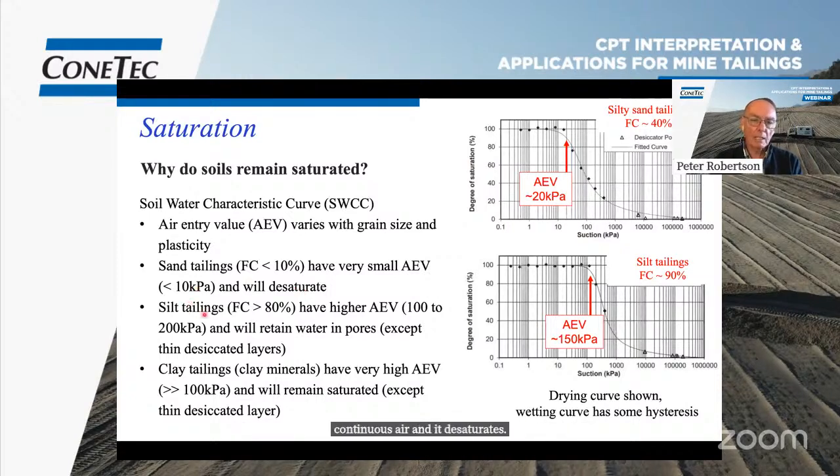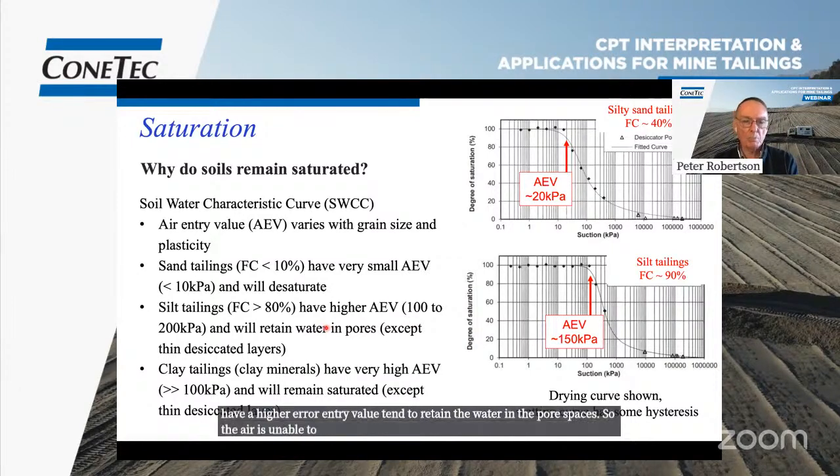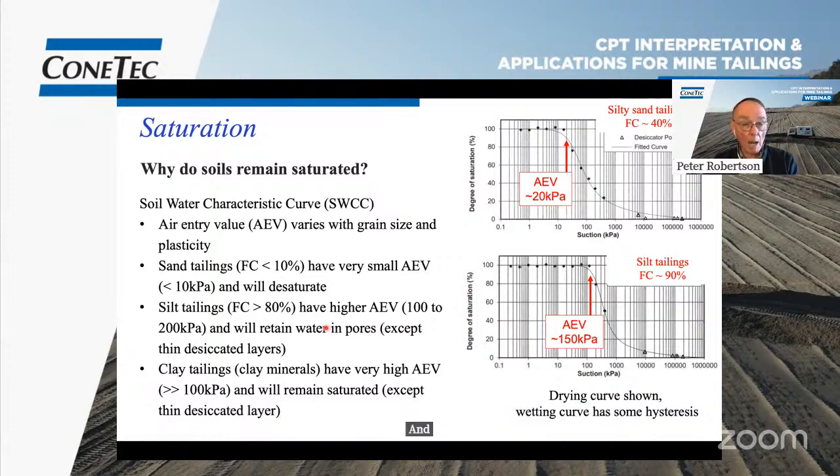But silt tailings that have a higher air entry value tend to retain the water in the pore spaces. So the air is unable to break into the void spaces. And so you can have small air bubbles in there, but it still has high degrees of saturation, up around 90% saturation. And researchers have shown that if you have loose contractive soils that are roughly 90% saturation, they can still behave as if they're fully saturated.